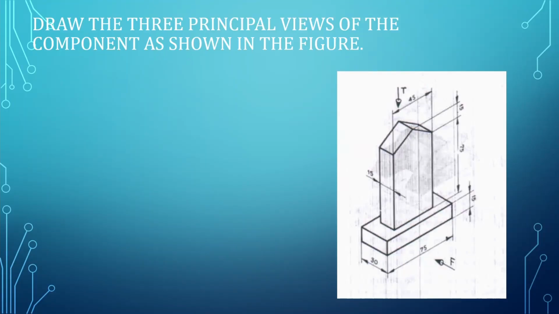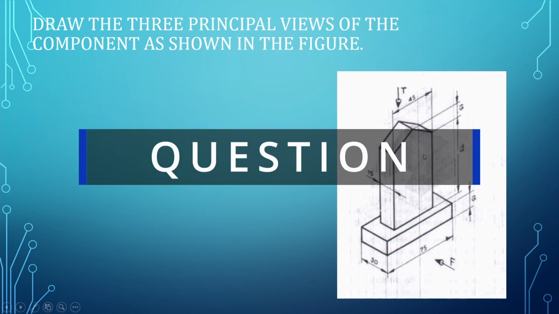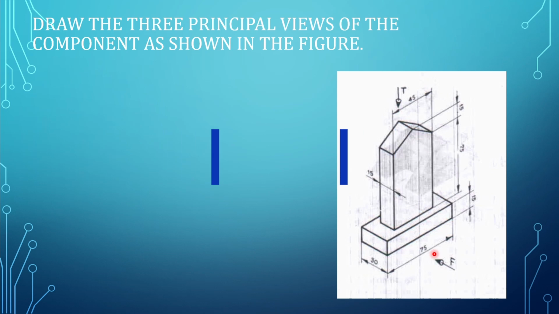Let's read out the question. Draw the three principal views of the component as shown in the figure. So you can see this is the figure that we have to draw. Okay, so here we have got the front view. So when an observer sees this particular component in the front view like this, its image will be seen on the left side of our XY line.